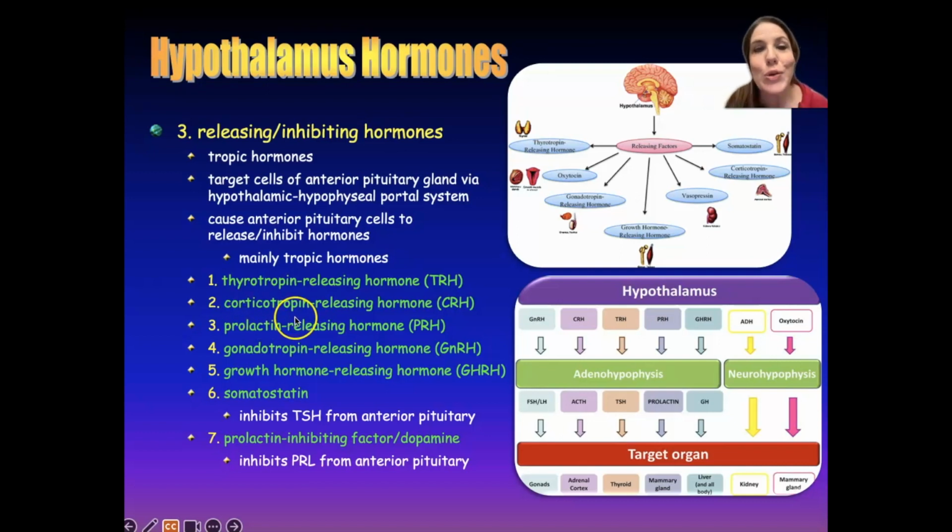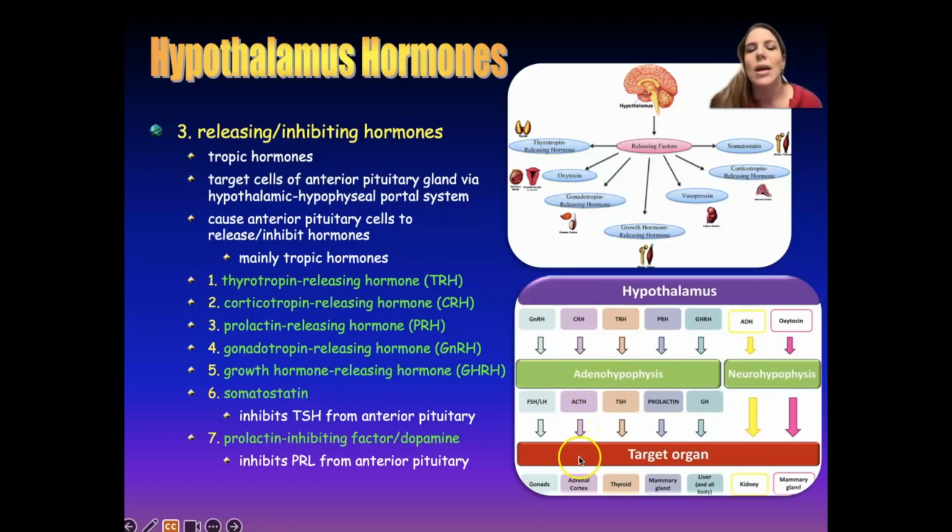Number two, corticotropin releasing hormone, or CRH. Cortico sounds like cortex. In fact, it's going to be ultimately targeting the adrenal cortex. So corticotropin releasing hormone. And as you can see here it is, CRH, corticotropin releasing hormone. And the hypothalamus is going to produce it. It's going to send that hormone into the anterior pituitary gland through that portal system and tell the anterior pituitary to release ACTH, which we will be talking about in just a minute.